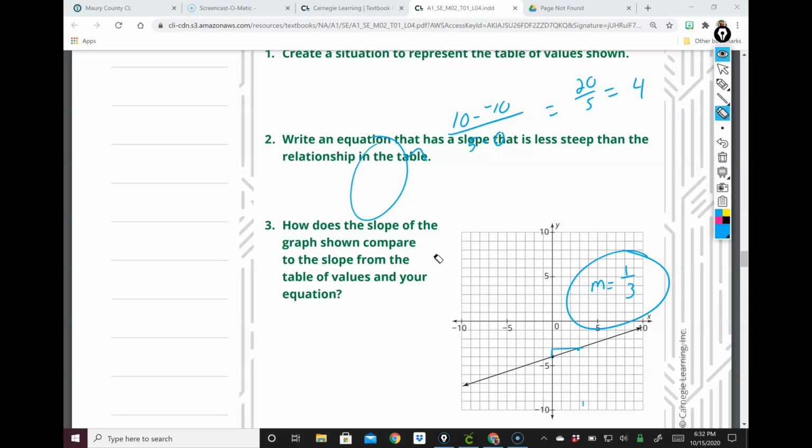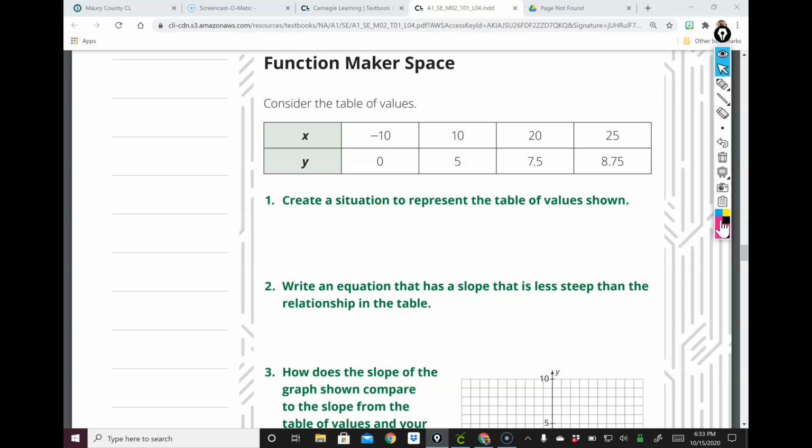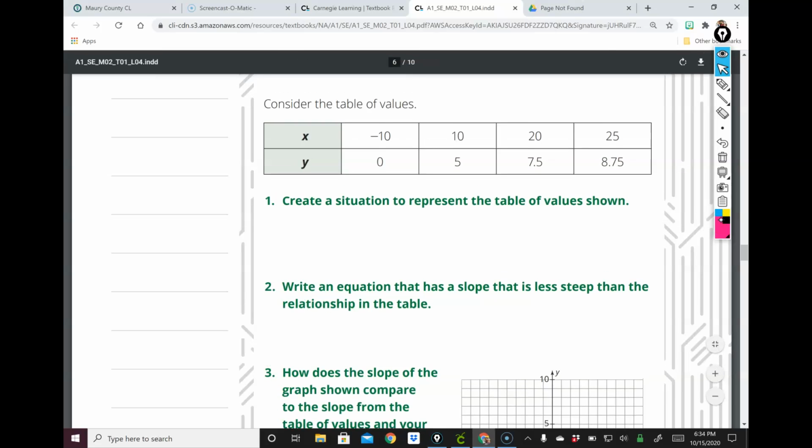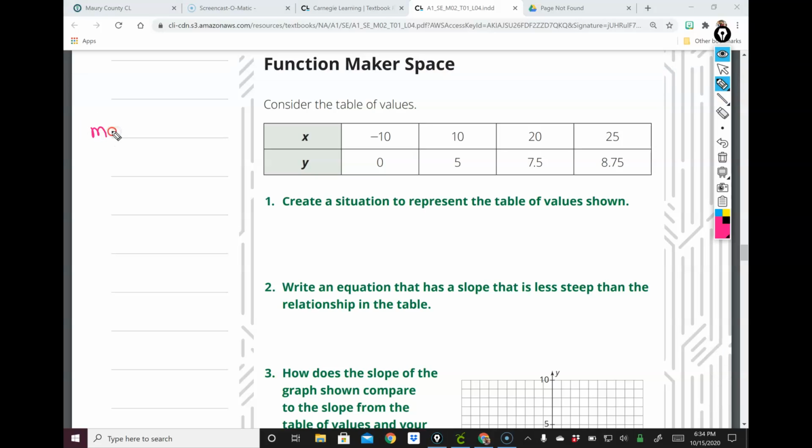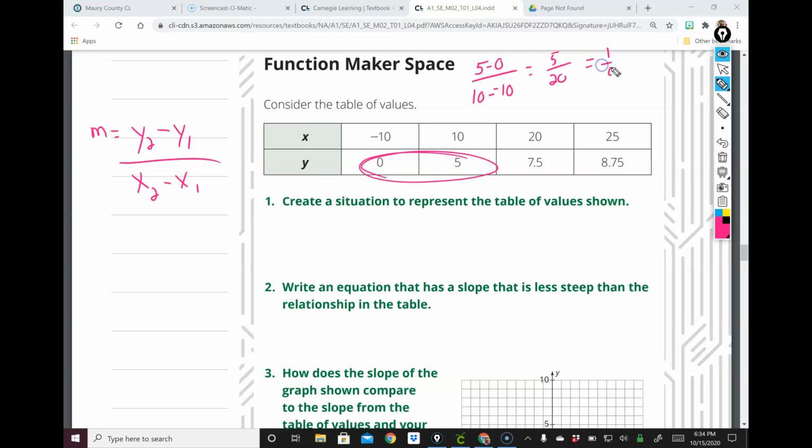How does the slope in the graph compare to the slope of the table of values? So it's certainly not as great. Certainly not as steep. No, let's go back here. I'm getting too quick on these. My slope is the second y minus the first y over the second x minus the first x. I gotta take the difference of my y's first. So it's 5 minus 0 over 10 minus negative 10, which is 5 over 20, which is 1/4. So I have a slope of 1/4.